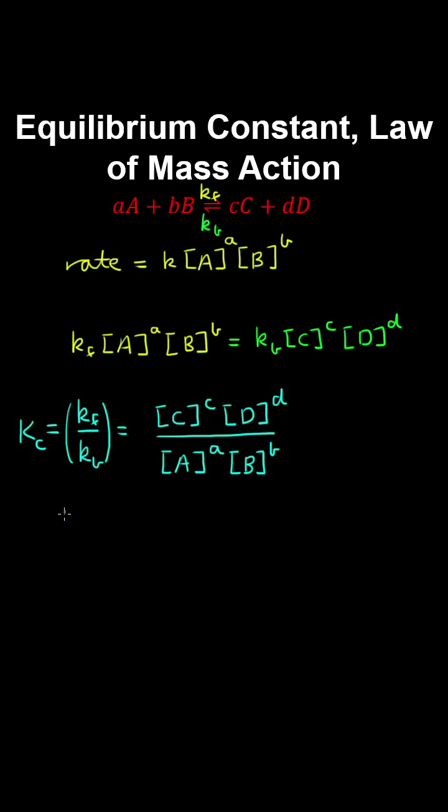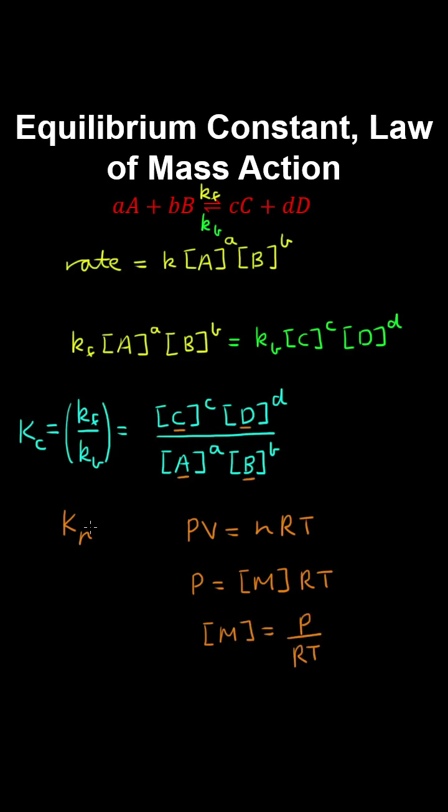You can also obtain an expression for the equilibrium constant in terms of the partial pressures by using the ideal gas law. If you divide through by the volume, you get the pressure being equal to the molar concentration times the universal gas constant and the temperature. Therefore the molar concentration can be written as follows, and you'll be able to write the equilibrium constant in terms of the partial pressures of the gases.